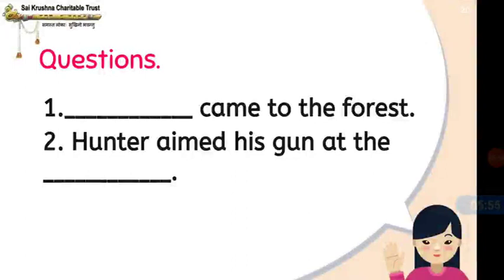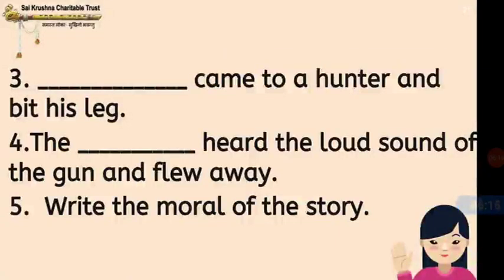Now we have the questions part. The first question is, Dash came to the forest. Who came to the forest? The second question is, The hunter aimed his gun at the Dash. Third question, Dash came to a hunter and bit his leg. Fourth question, The Dash heard the loud sound of the gun and flew away. Fifth question, write the moral of the story, how you understood it.